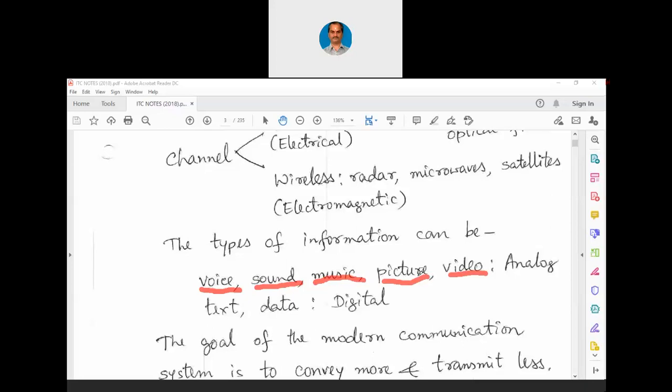Now we use voice, sound and music as information. Then we use a picture as information. We use video as information. Picture.